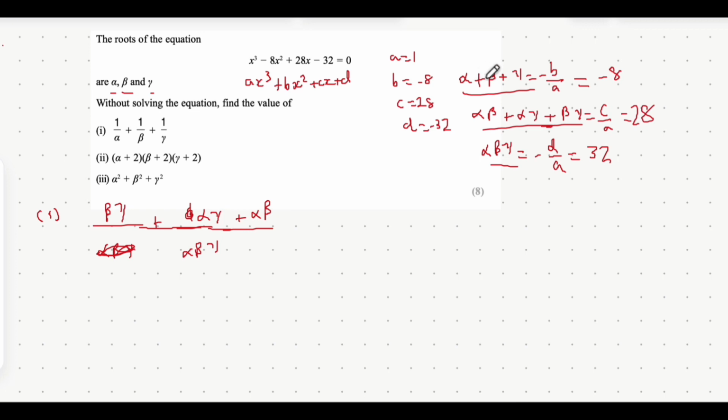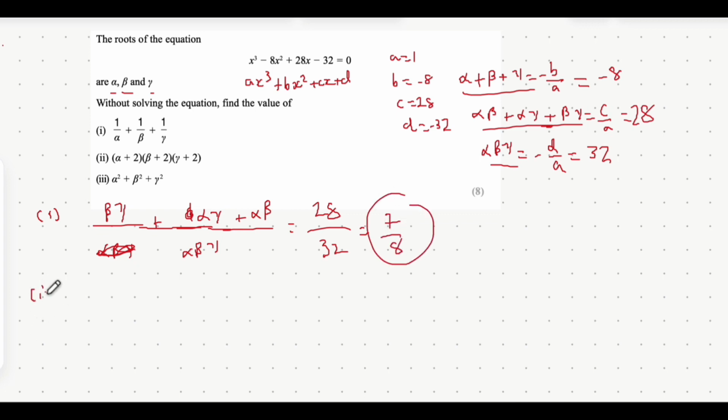Now that we've got these expressions formed beforehand, we can substitute the numbers we got for them. Beta gamma plus alpha gamma plus alpha beta adds up to 28, and you're dividing that by alpha beta gamma, which is 32. 28 divided by 32 is 7 over 8. And that's everything for part 1.